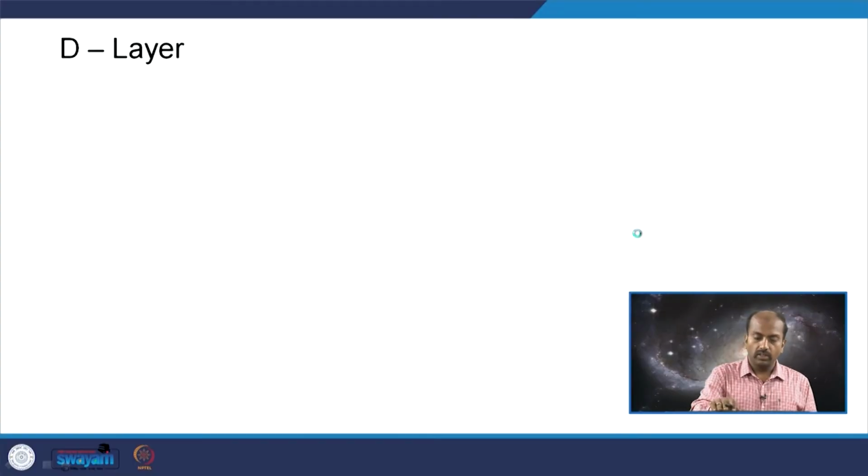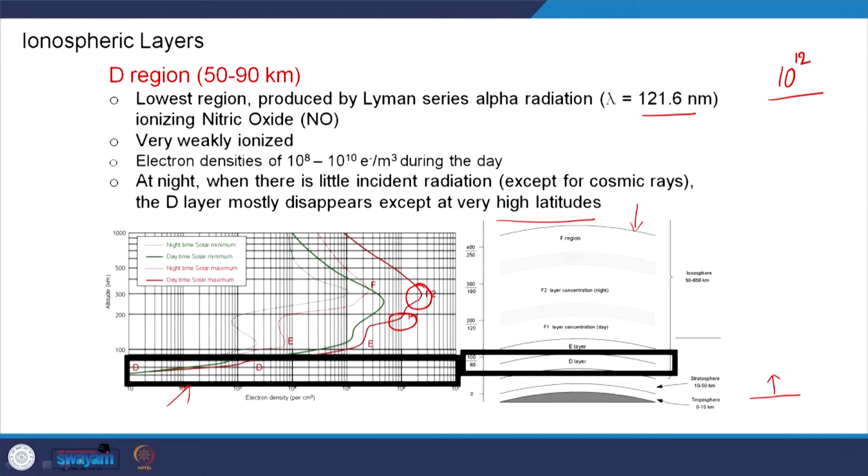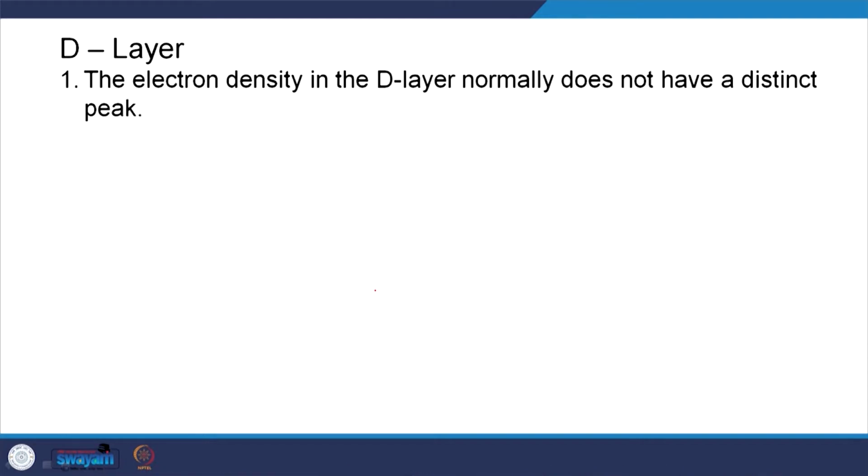And most importantly, because of the non-availability of direct solar radiation during the night time, the D layer disappears. A few more important characteristics of the D layer: the electron density in the D layer normally does not have a distinct peak. If you see the F layer, you have a distinct peak, where the electron density increases to a particular point and then decreases. You do not see something like that in the D layer.